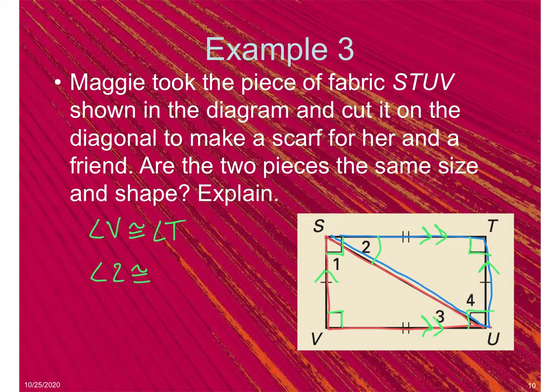Now, if we have 2 perpendicular or parallel lines cut by a transversal, we know that alternate interior angles are congruent. So angle 3 and angle 2 would be congruent. So we would say angle 2 is congruent to angle 3. And then lastly, let's take a look at angle 1 and angle 4, alternate interior, also congruent. So angle 1 is congruent to angle 4.